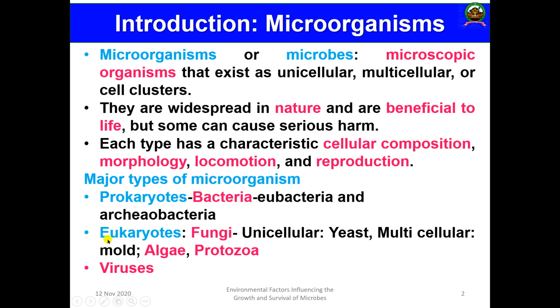Then there are some more microorganisms: eukaryotes, eukaryotic microorganisms. Examples: fungi, algae and protozoa. Fungi are multicellular organisms, and there are unicellular ones also. You have heard of yeast. So what is yeast? If you prepare dosa, you can see the dosa batter the next day is frothed and fermented and has become a large quantity. That is due to the activity of yeast.